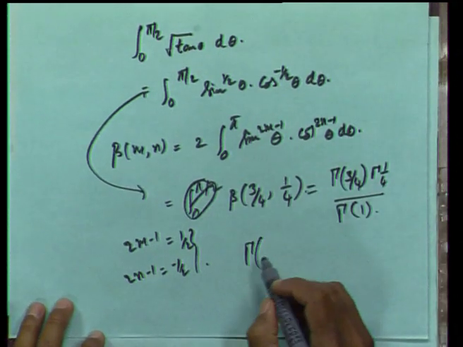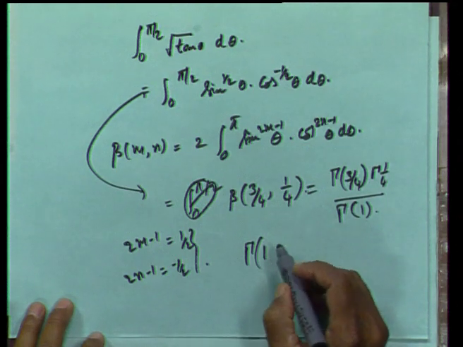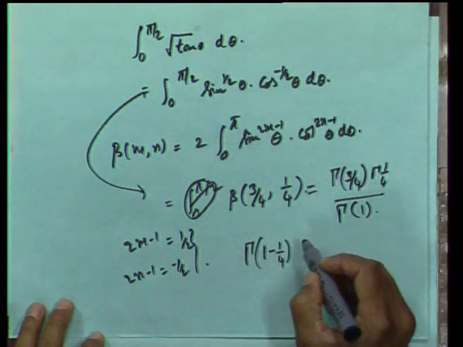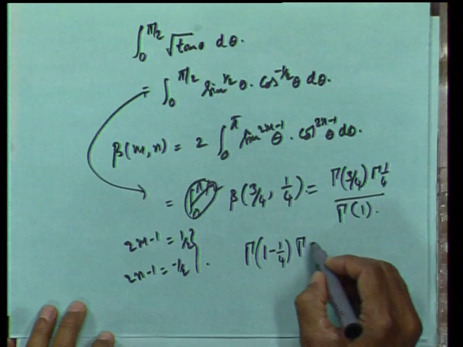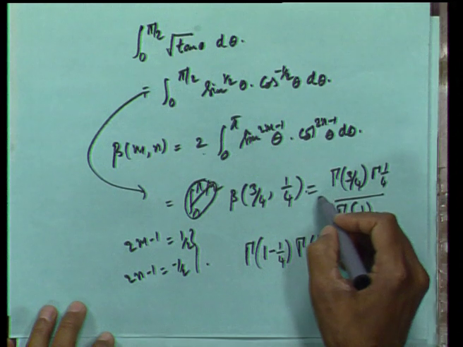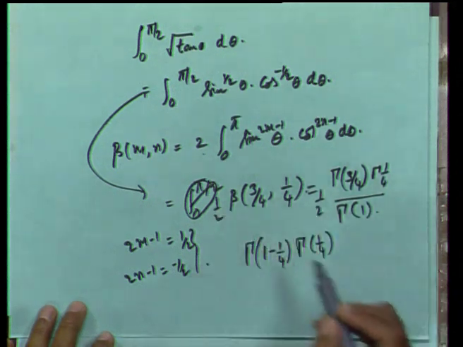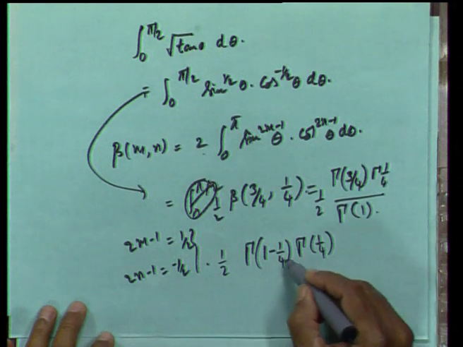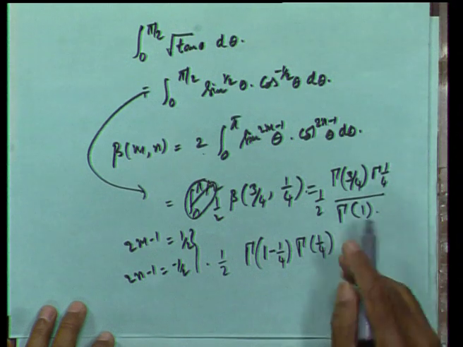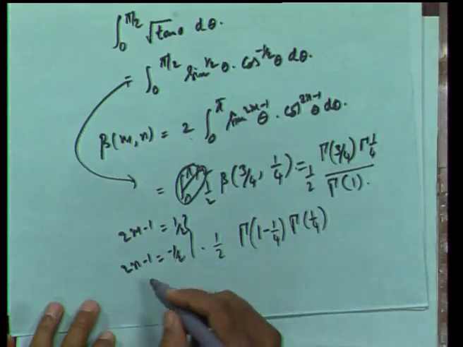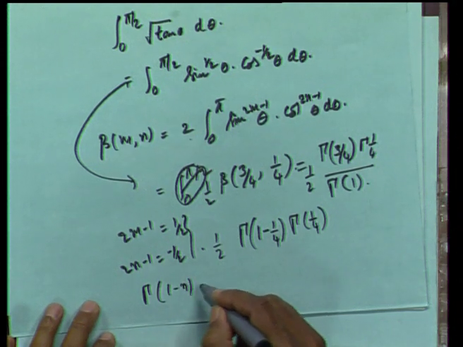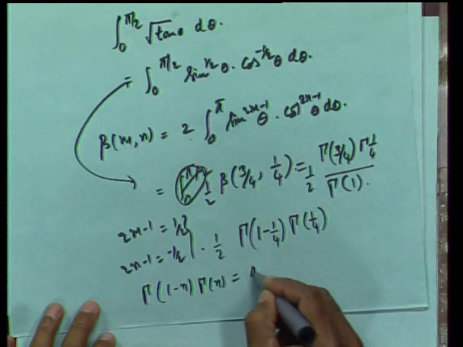So, gamma 3 by 4 into gamma 1 by 4 can be written as gamma of 1 minus 1 by 4 into gamma 1 by 4, but of course the 2 must be here, so it is equal to half of this. I am writing gamma 3 by 4 as gamma of 1 minus 1 by 4. I just want to make use of this earlier result, namely gamma of 1 minus n into gamma n is equal to pi by sin n pi.